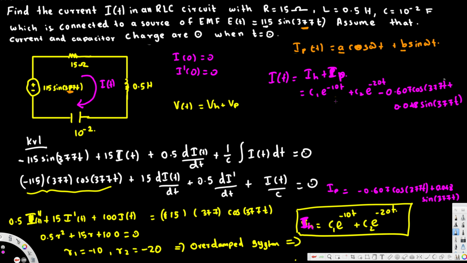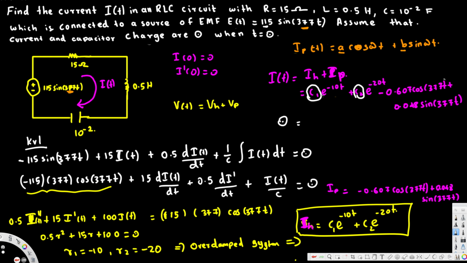Now we have to find the particular solution for this non-homogeneous differential equation. To do that, we have to find this C1 value and also calculate this C2 value. In this situation we are going to apply our initial conditions, and one of the initial conditions says that I of 0 is equal to 0.